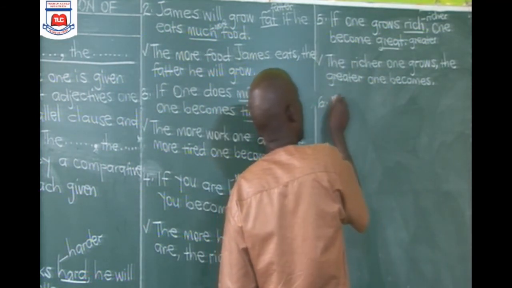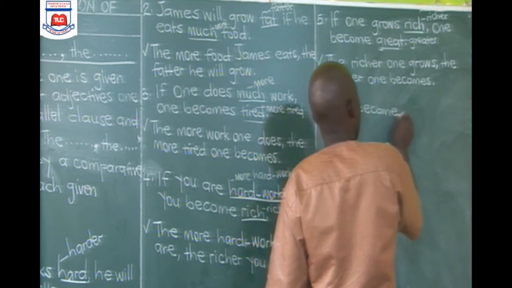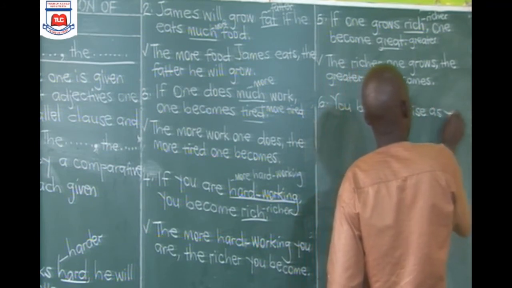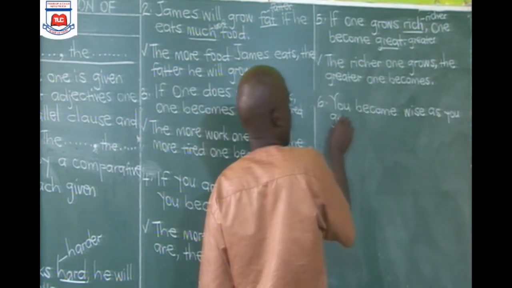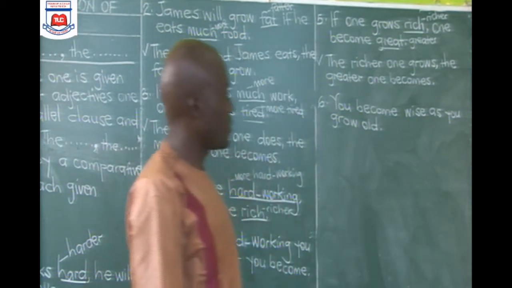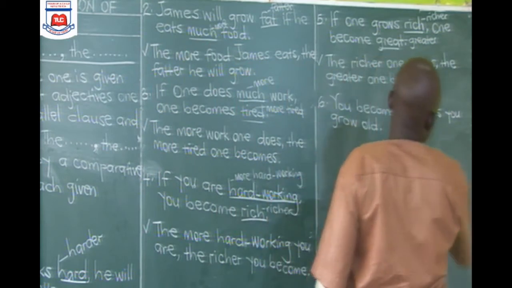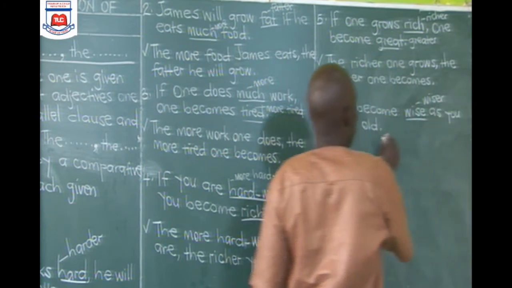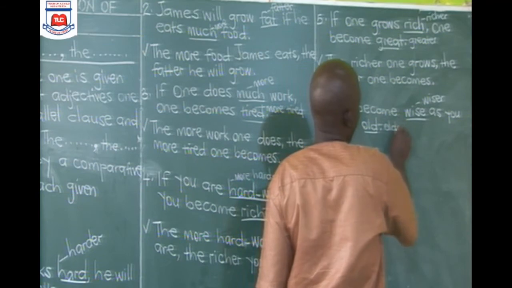Number 6. You become wise as you grow old. Now be very careful here. We know that wise is an adjective whereby the comparative degree of wise is wiser, and old is also an adjective whereby its comparative degree is older.